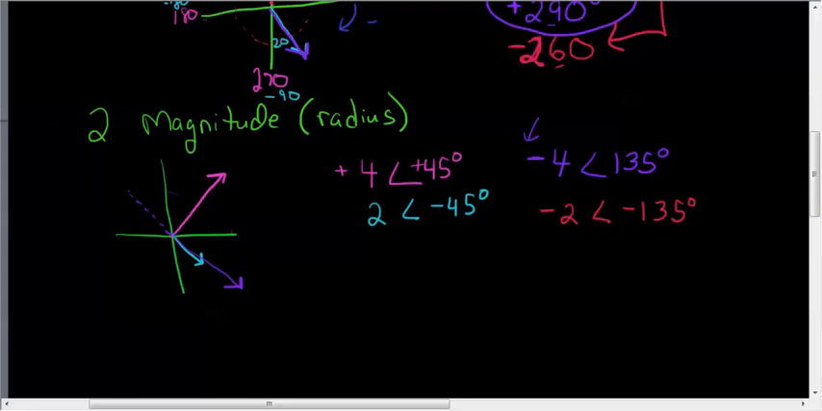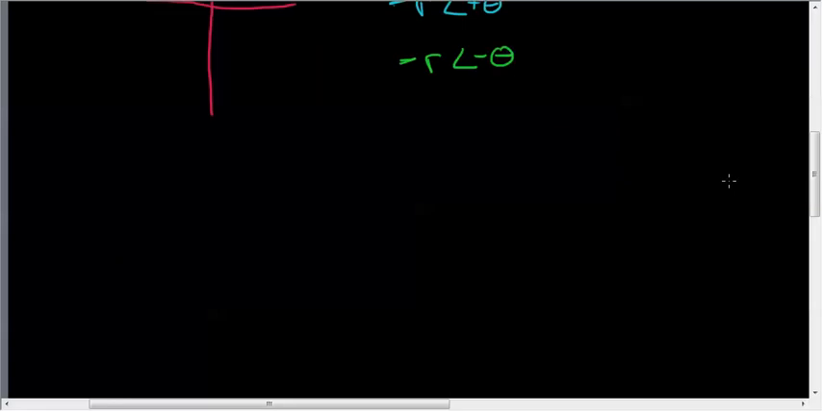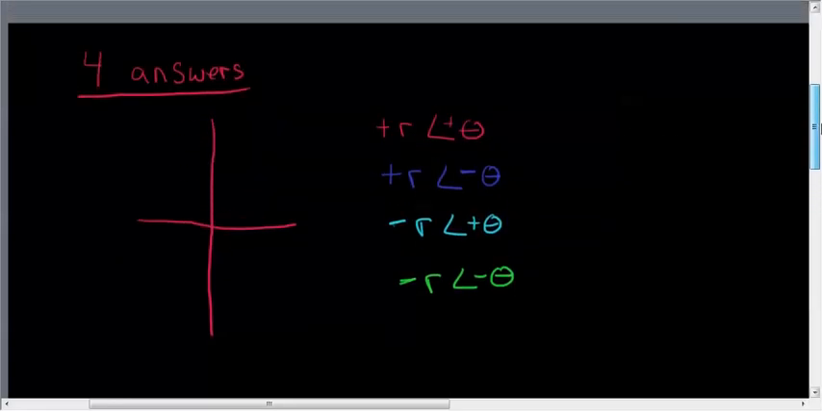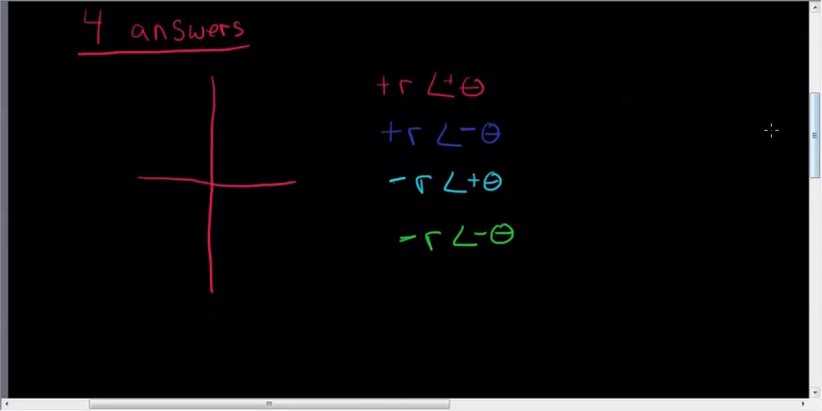All right, so what about negative 2 at an angle of negative 135? Well, here's negative 90, negative 180, so negative 135 is halfway in between. So I'm facing this direction, but I need to go negative 2, so that's walking backwards a magnitude of 2. So this one is negative 2 at an angle of negative 135. When you're asked to give your answer in polar coordinates, they're going to be asking you to give that answer in 4 forms.